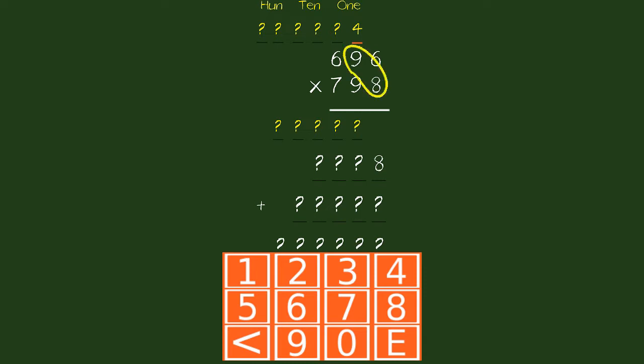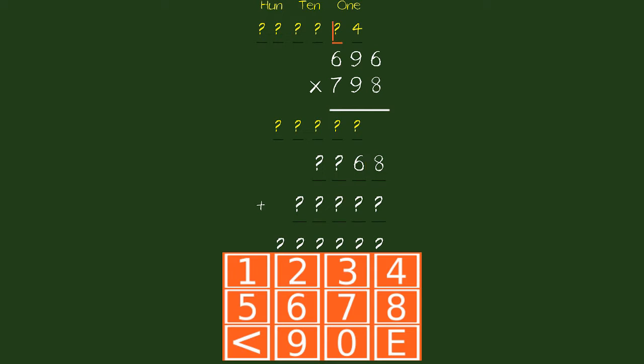Now multiply 9 times 8. 9 times 8 equals 72, and we need to add the 4 in the ones carry location to this. 72 plus 4 equals 76. Touch the question mark in the tens answer location here and the 6 on the keyboard to put the 6 of the 76 in the tens answer location.